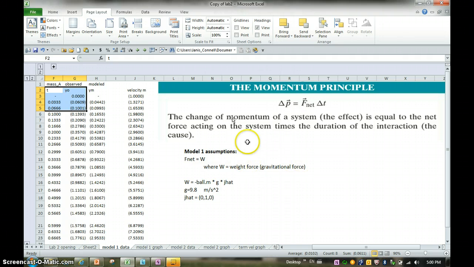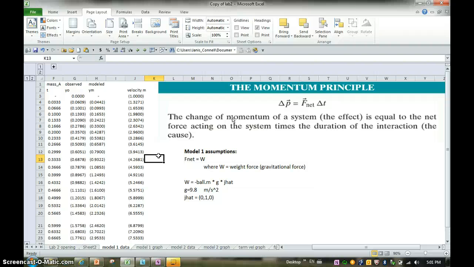Then I used Python to create a model to predict the position of that wadded up piece of paper over time, using Newton's second law, which says the change of momentum of a system is equal to the net force acting on the system times the duration of the interaction.